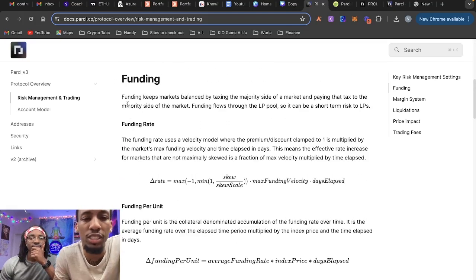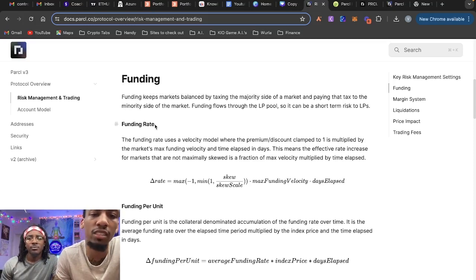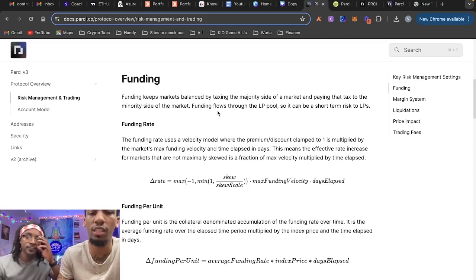Okay, so the first one is the funding, the liquidity behind the contract. It says funding keeps markets balanced by taxing the majority side of a market and paying tax to the minority side of the market. Funding flows through the LP pool, so it can be a short-term risk to LPs. So it sounds like each market has to come up with its own liquidity pool. Like on the website, it shows cities that are coming soon and things like that.